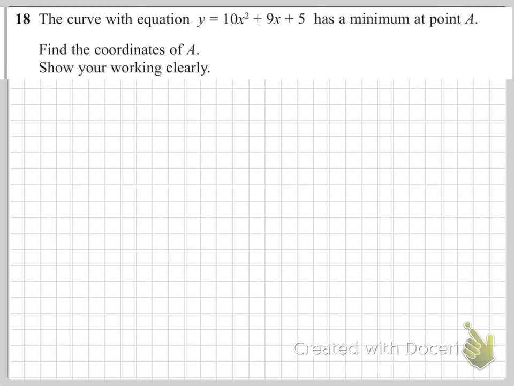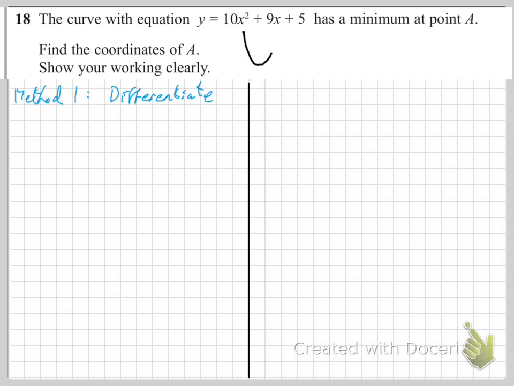We're given another quadratic here. We're told it has a minimum point. There's 2 ways. So find the coordinates of the minimum. Well, minimum, think about the shape of a quadratic. And we're trying to find that minimum point. So one of the ways of doing this is to differentiate. Great, if we differentiate, we can see where the gradient is 0.